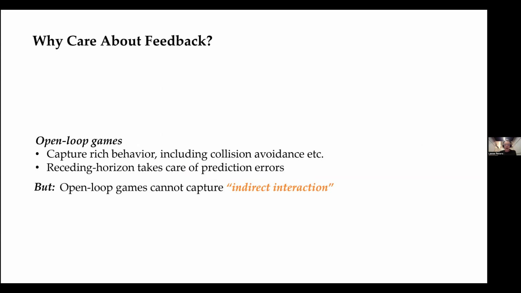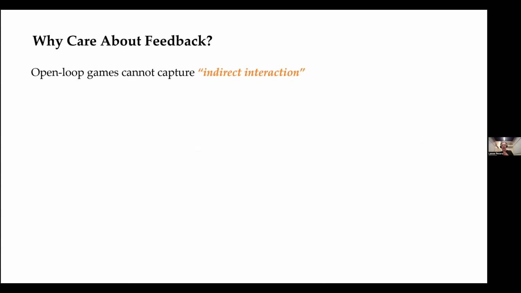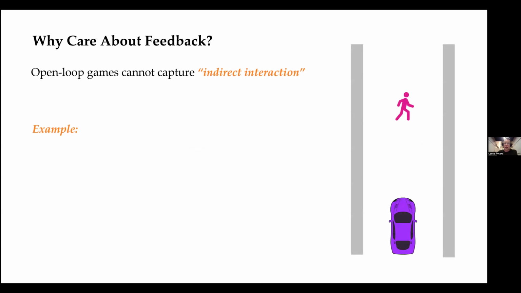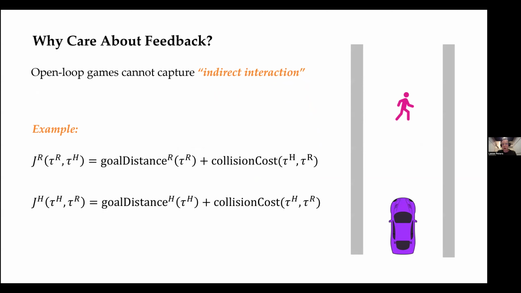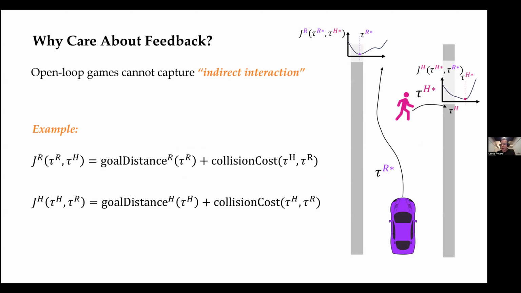But an inherent limitation of this open loop formulation, in which players choose control sequences, is that they cannot capture certain aspects of indirect interaction. To clarify what I mean by that, let's revisit our example. Say that the cost was for the robot to reach their goal while avoiding collision, and for the human as well, right? If we solve the game under open loop information structure with these costs, then we get these equilibria. This is just copied from the previous slide.